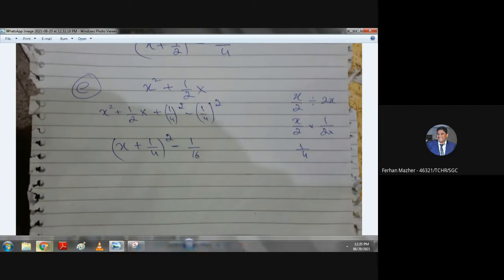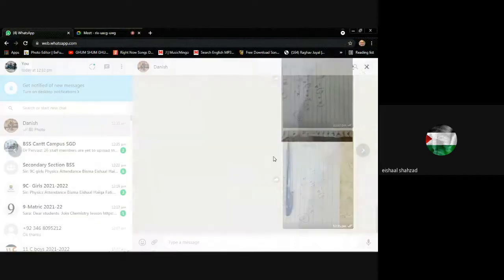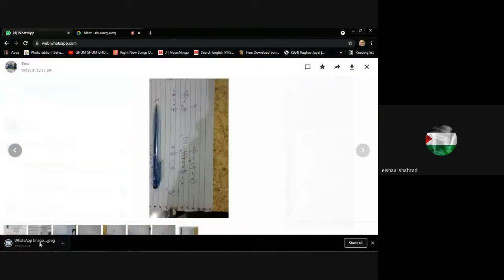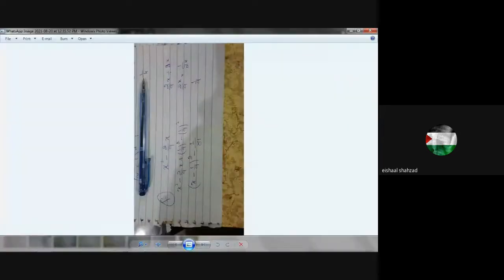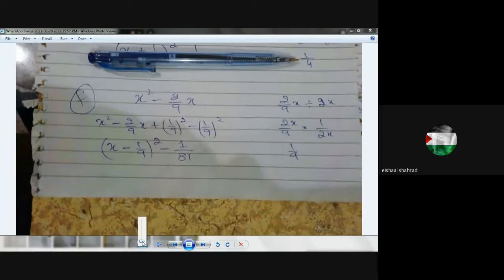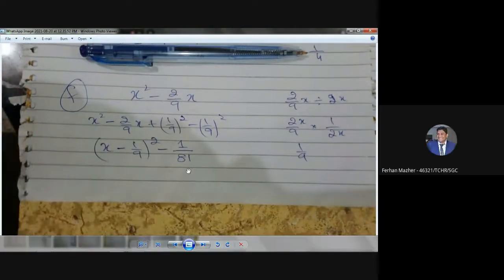Are you done with this? Yes, sir. Okay, so here's the next question. Okay. So this is the next question. This is question number 3, F part, and it says x square minus 2x by 9.